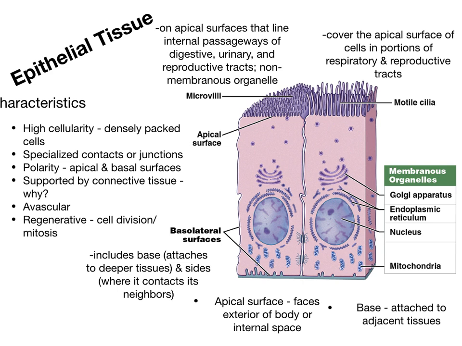So the basal surface includes the base, which attaches to the deeper tissues, which is our connective tissue, which supplies our blood supply, and the sides where it connects with its neighbors. The apical surface faces the exterior of the body or the internal space, and the base attaches to the adjacent tissues. Inside our epithelial tissue, we have these lovely little organelles which we talked about in our cells. We have our Golgi apparatus, our endoplasmic reticulum, our nucleus, and our mitochondria in there.